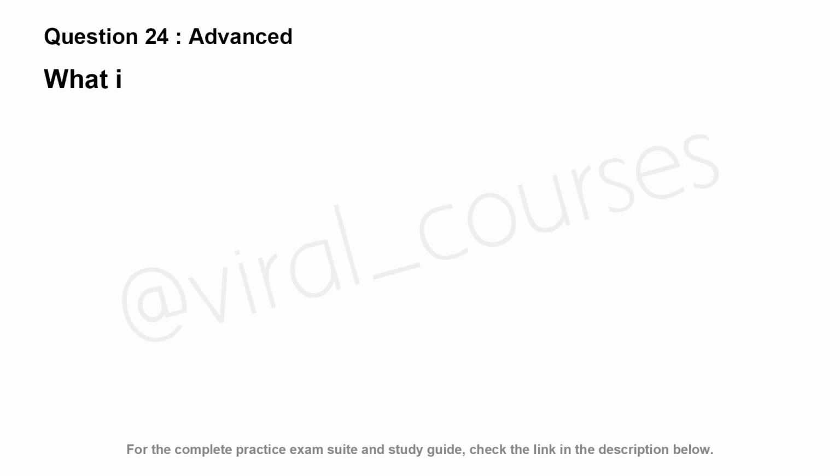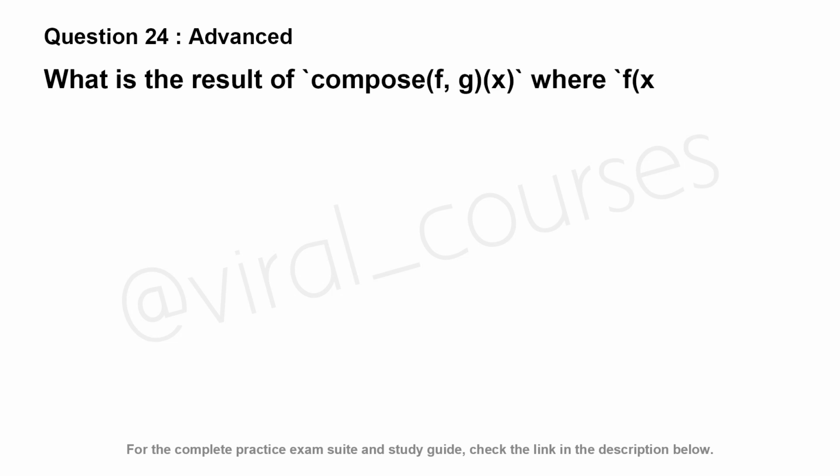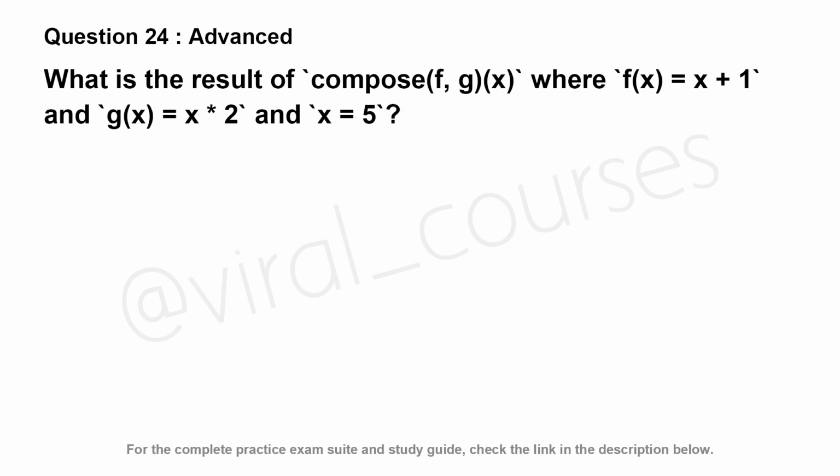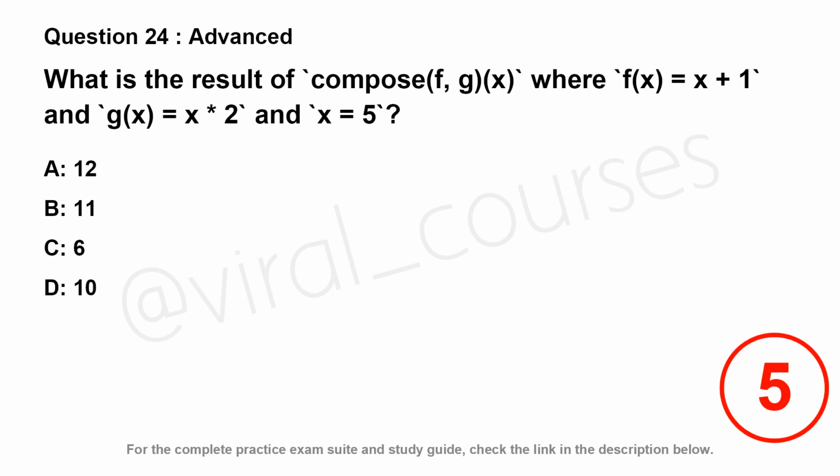What is the result of compose(f, g)(x), where f(x) equals x + 1 and g(x) equals x * 2 and x equals 5? Option A, 12. Option B, 11. Option C, 6. Option D, 10.